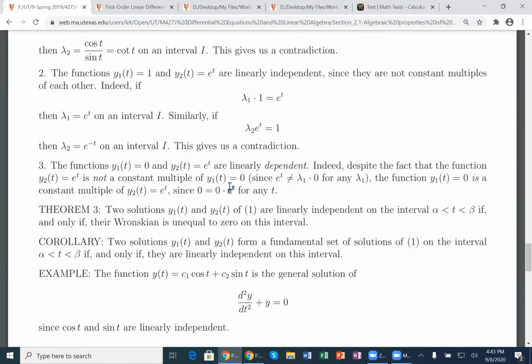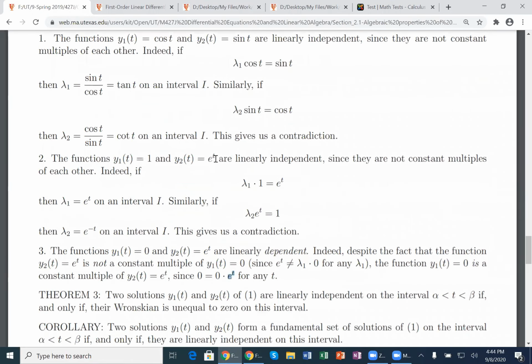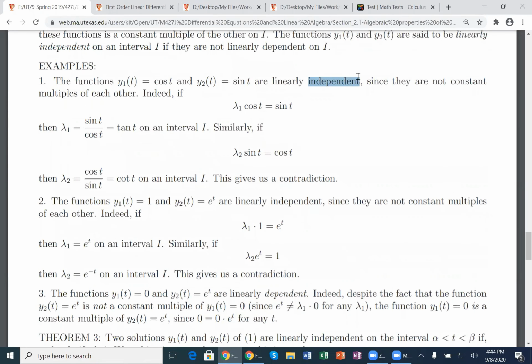Done. Dependent. Okay, so one of the functions is equal to another times a constant. That's how you tell if it's linearly dependent, and if not, then it's independent. Exactly. If you see that one of the two functions is a constant multiple of the other, then they are dependent. However, in order to prove independence, you have to check it in both directions. You have to show that function number 2 is not a constant multiple of function number 1, and function number 1 is not a constant multiple of function number 2. See it? Yeah, okay, I get it.